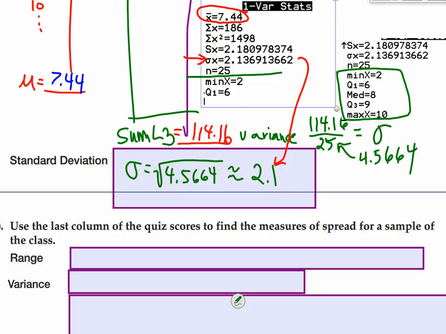Now, does the calculator actually give you the variance? No, it does not. So to get the variance when you're given the standard deviation, you have to square this. To get variance, you square the standard deviation. By the way, if you'd like to square the standard deviation, how would you personally do that? I mean, am I going to take 2.1 and square it? I don't feel like that's a good enough number.